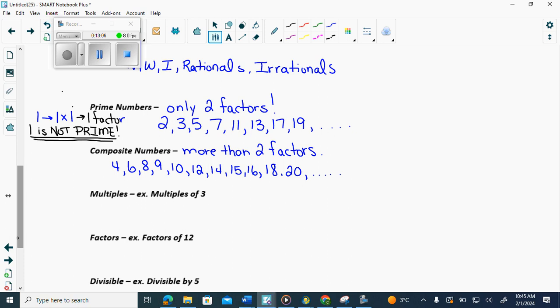Multiples of 3. What number do we start at? 3, and then we go up by 3. We start at the number, go up by the number. That's what a multiple is. So we start at the number 3, and we go up by 3. So we have 3, then 6, then 9, then 12, then 15, then 18, etc. Right? So we start at the number and go up by the number.